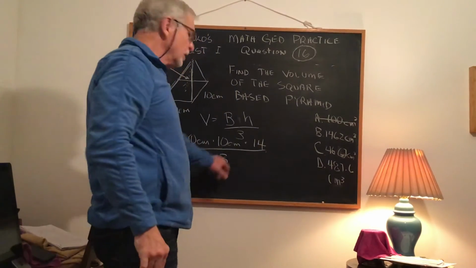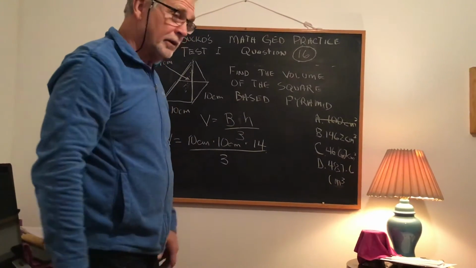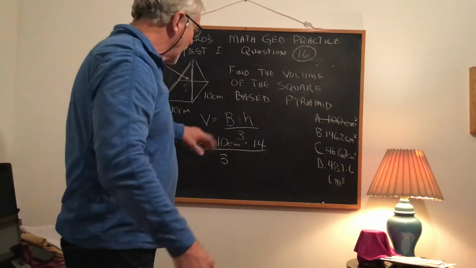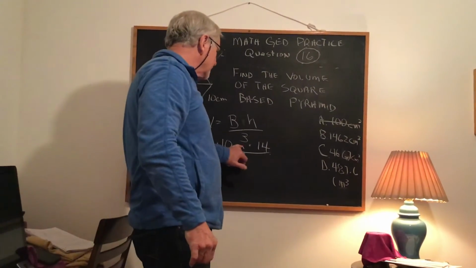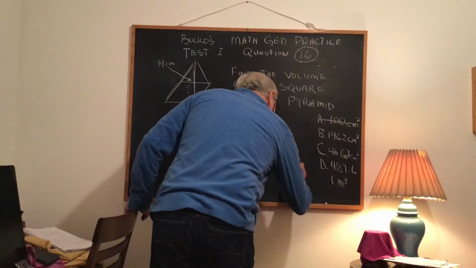And notice there's no units on that 3. There's no centimeters or anything. If there were, they'd make it totally wrong. And centimeters times centimeters times centimeters is centimeters cubed.